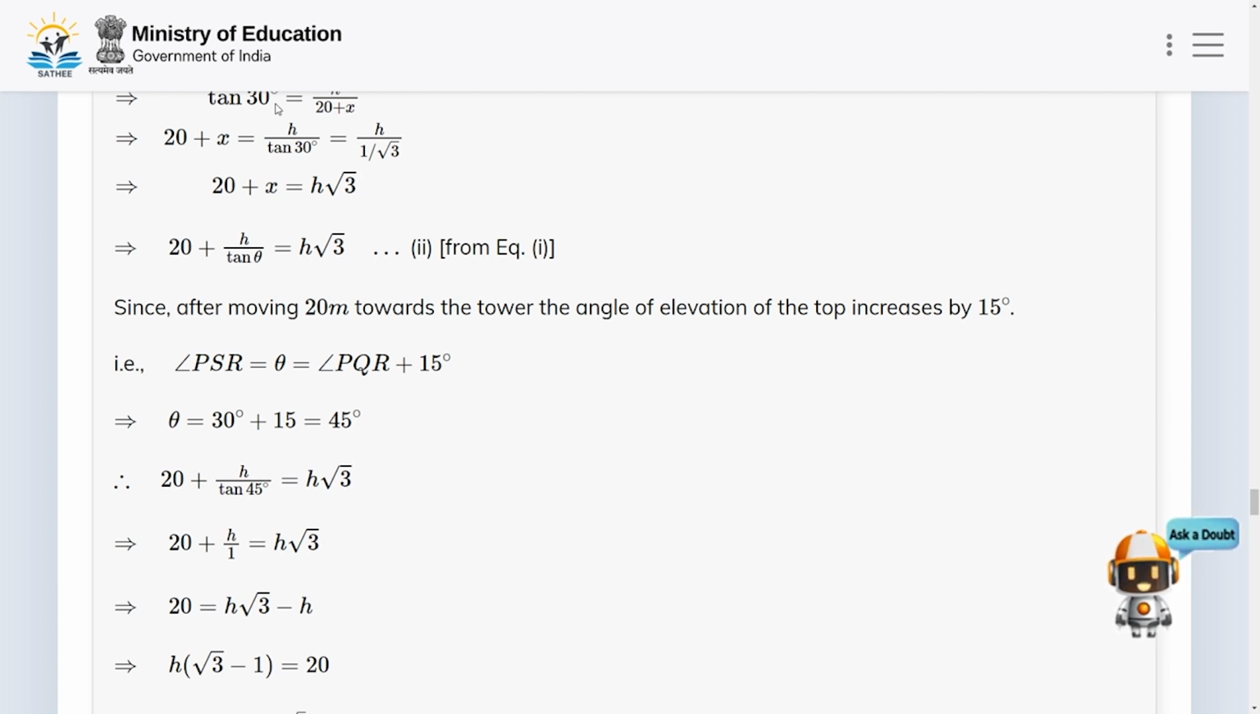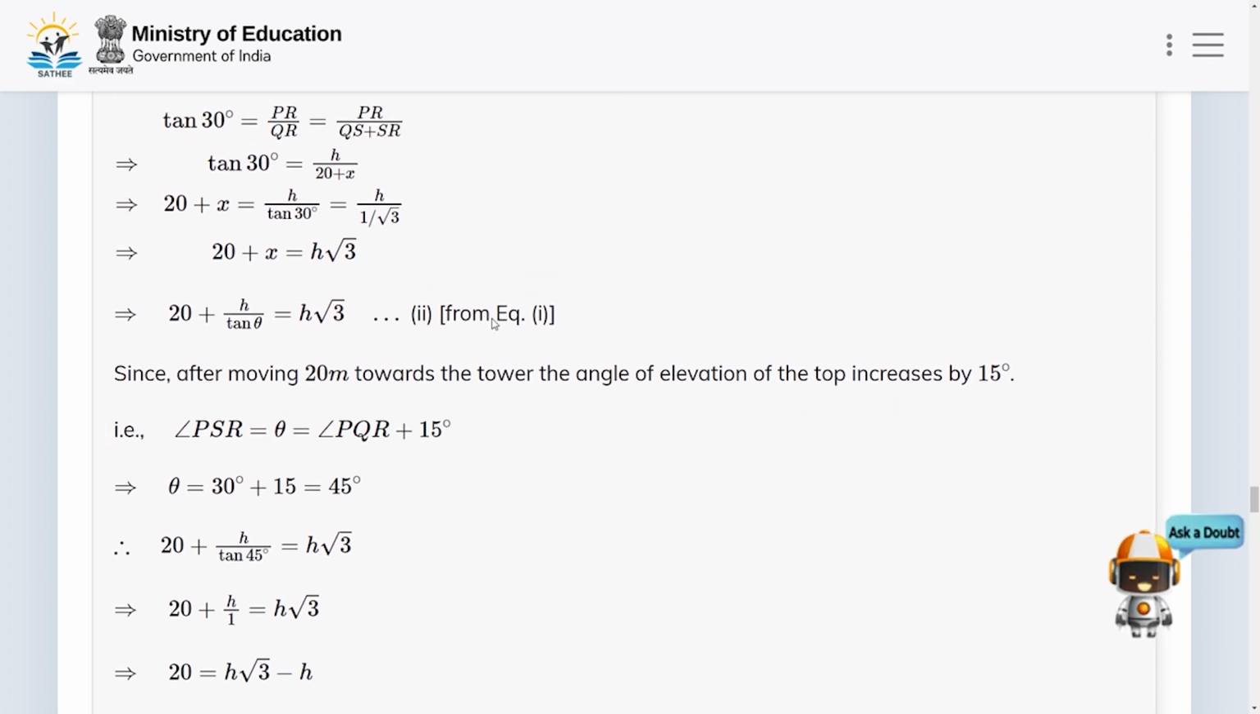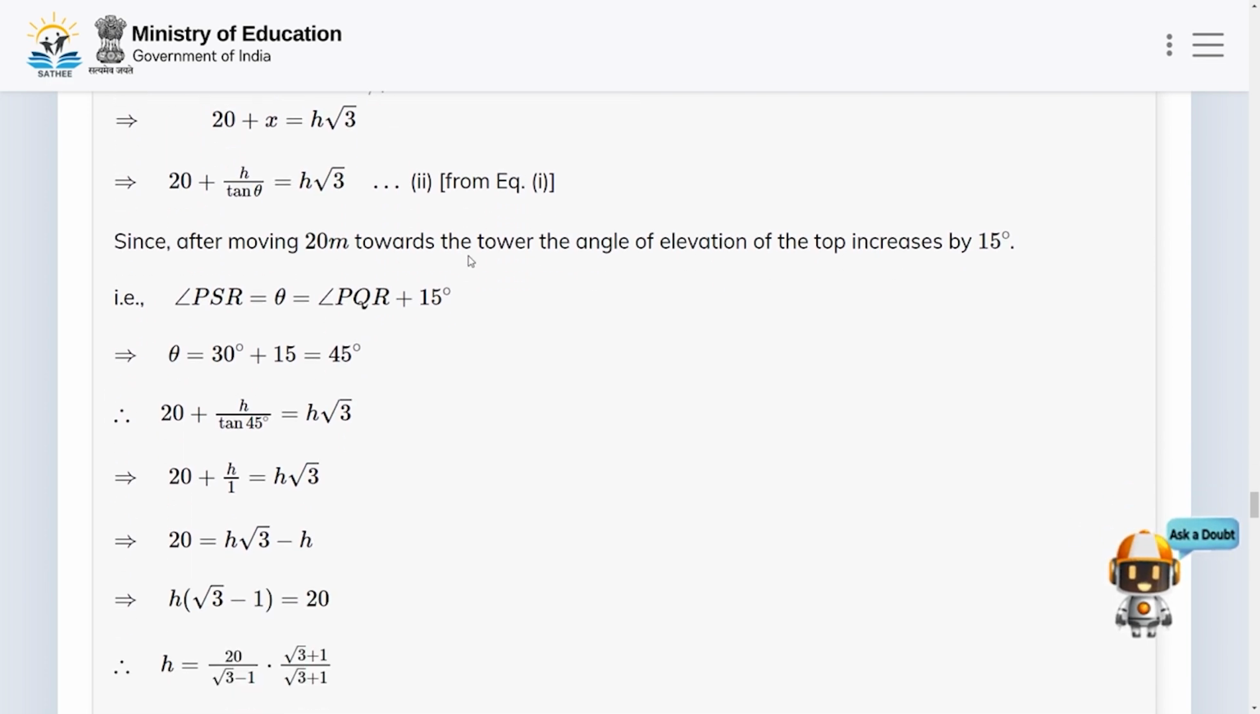Naming this equation 2. Since after moving 20 meters towards the tower, the angle of elevation of the top increases by 15 degrees, angle PSR, which is theta, is equal to angle PQR plus 15 degrees. So theta is equal to 30 degrees plus 15 degrees, that is equal to 45 degrees. Therefore 20 plus h by tan 45 degrees is equal to h times root 3.